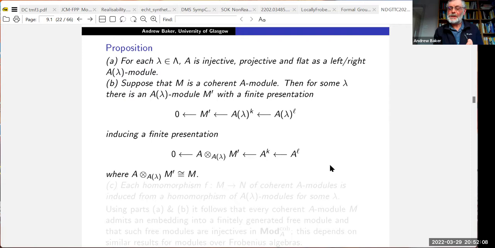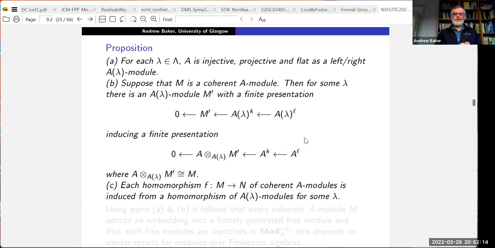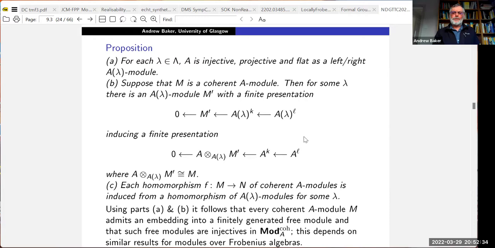In particular, the module itself is induced up. You can build on that and prove that homomorphisms are also induced up from homomorphisms of A of lambda modules for some suitably big lambda. And then you can prove all sorts of spin-offs from that. For example, any coherent module admits an embedding into a finitely generated free module.